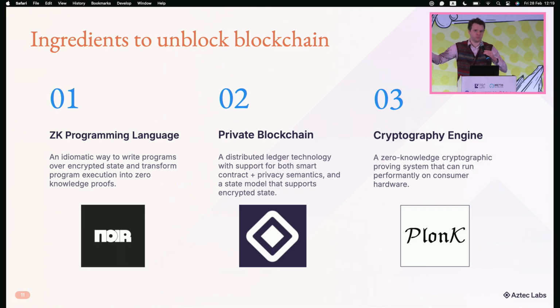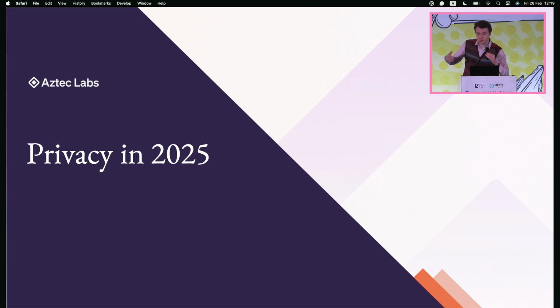This is what, honestly, I've been spending 7 years focusing on. But we have the ingredients. We have the missing links, and we're building these technologies. Meaningful privacy, decentralized privacy.